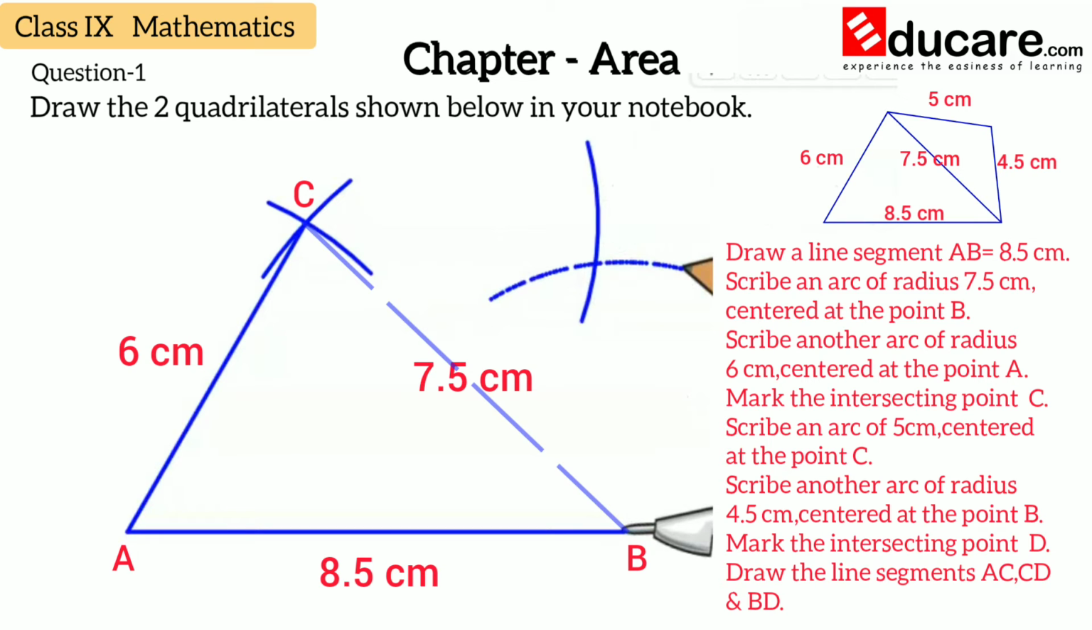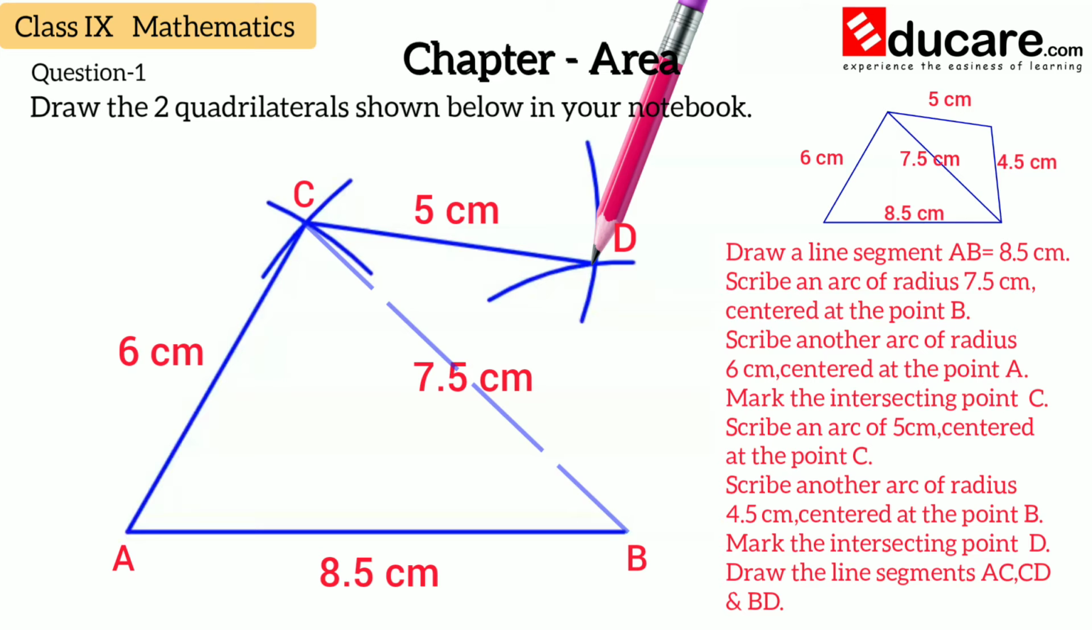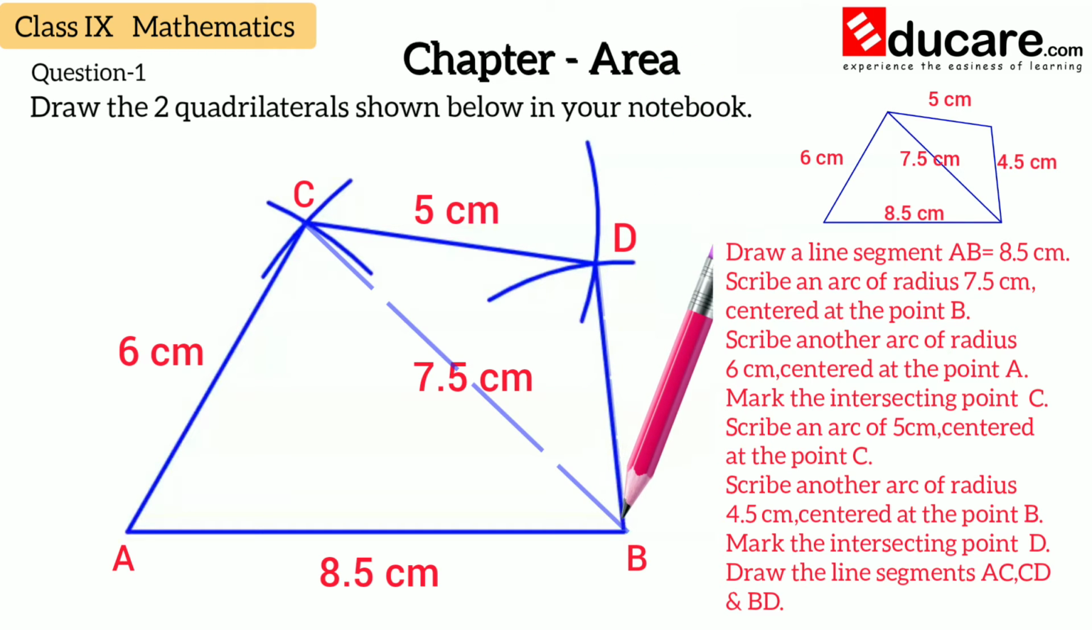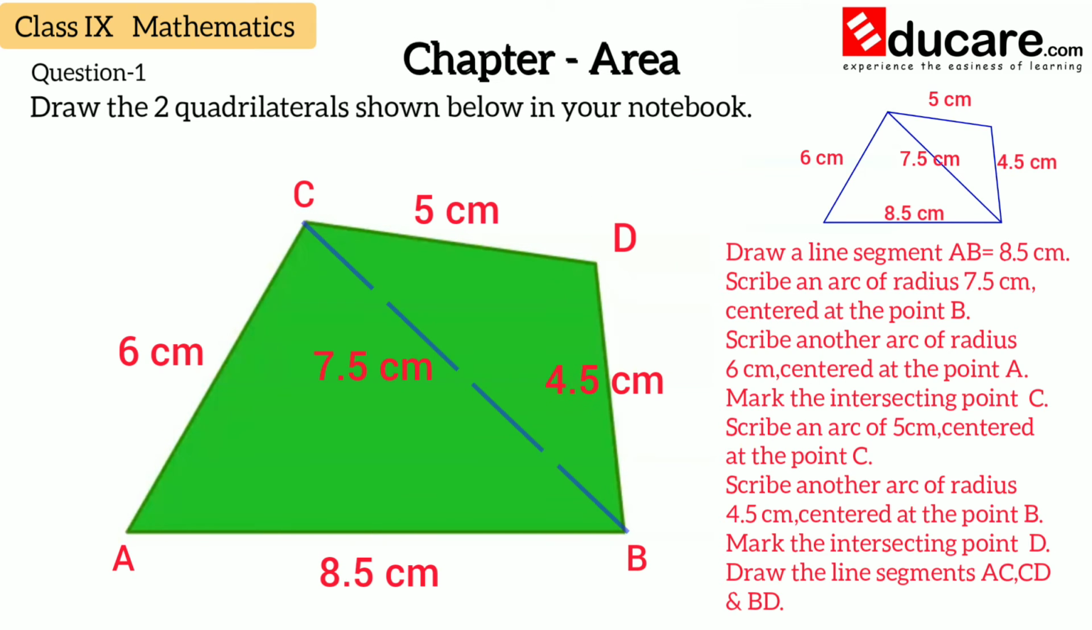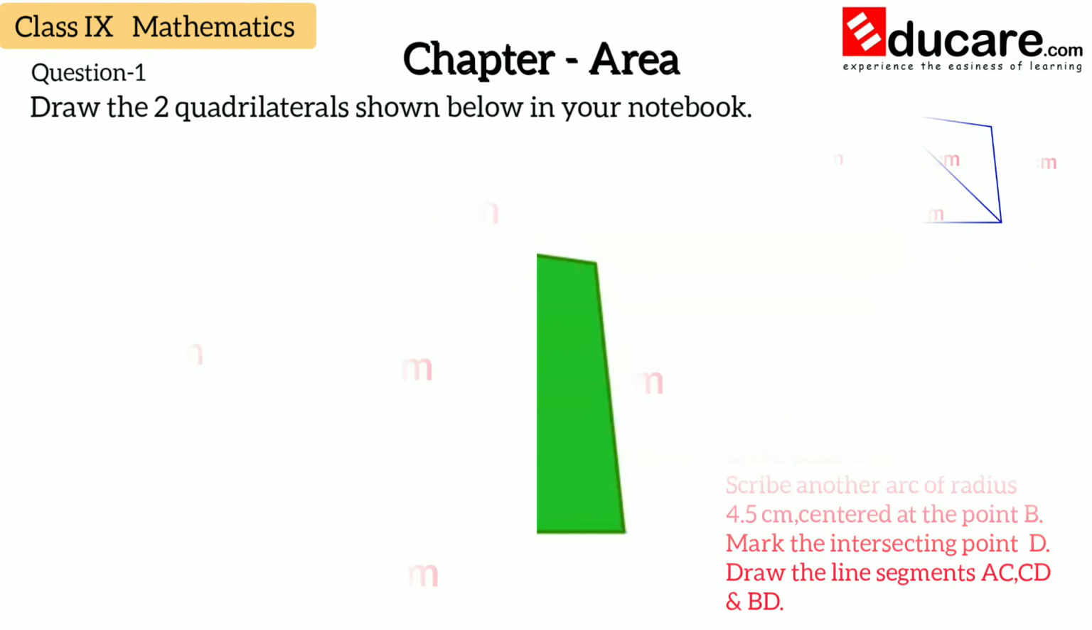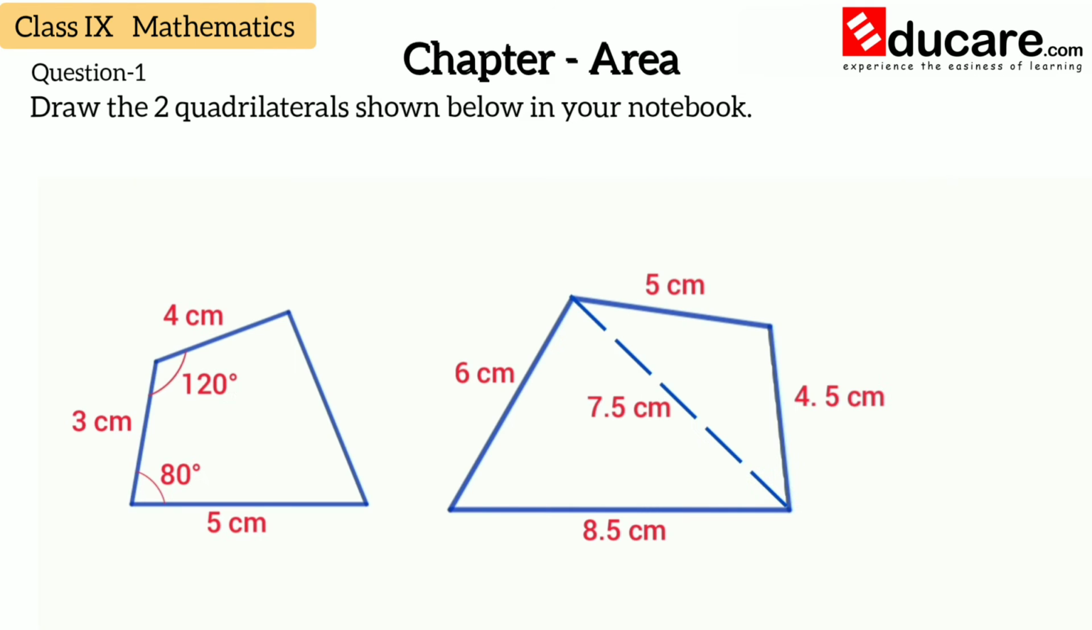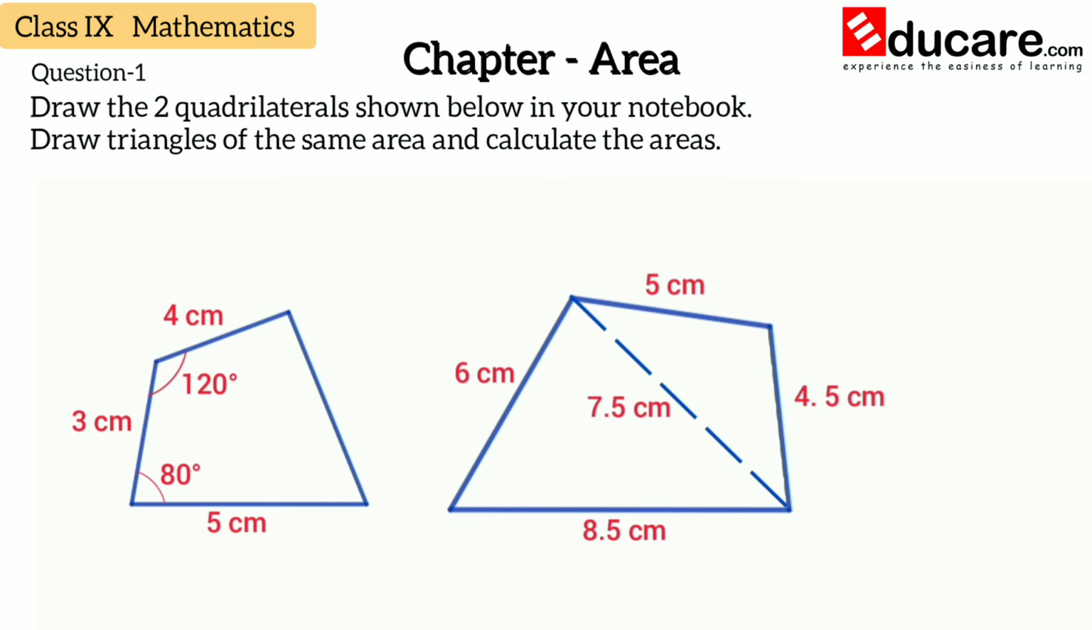The two arcs intersect at the point D. Draw the line segments CD and BD. We have drawn the quadrilaterals as per the dimensions given. Draw triangles of the same area and calculate the areas.